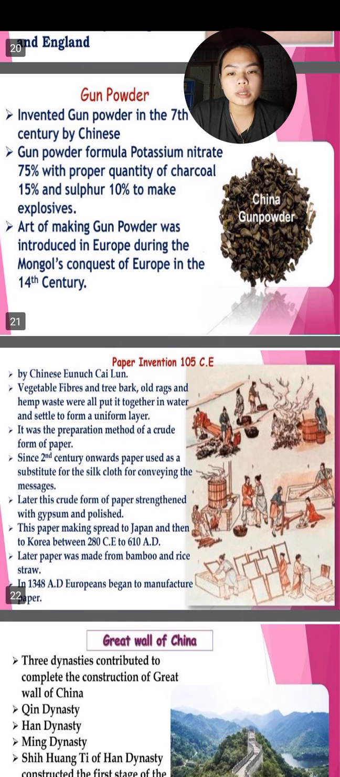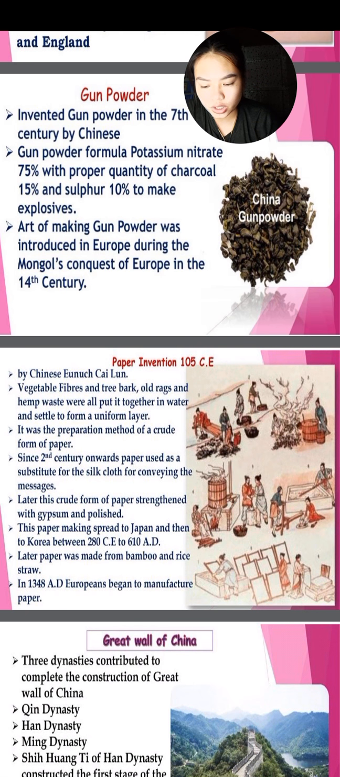So let's move to the paper invention. Paper and printing: the invention of printing is regarded as one of the most important inventions, which made books cheaper. The history of paper making can be traced to the Han Dynasty, which ruled from 202 BCE to 220 CE.